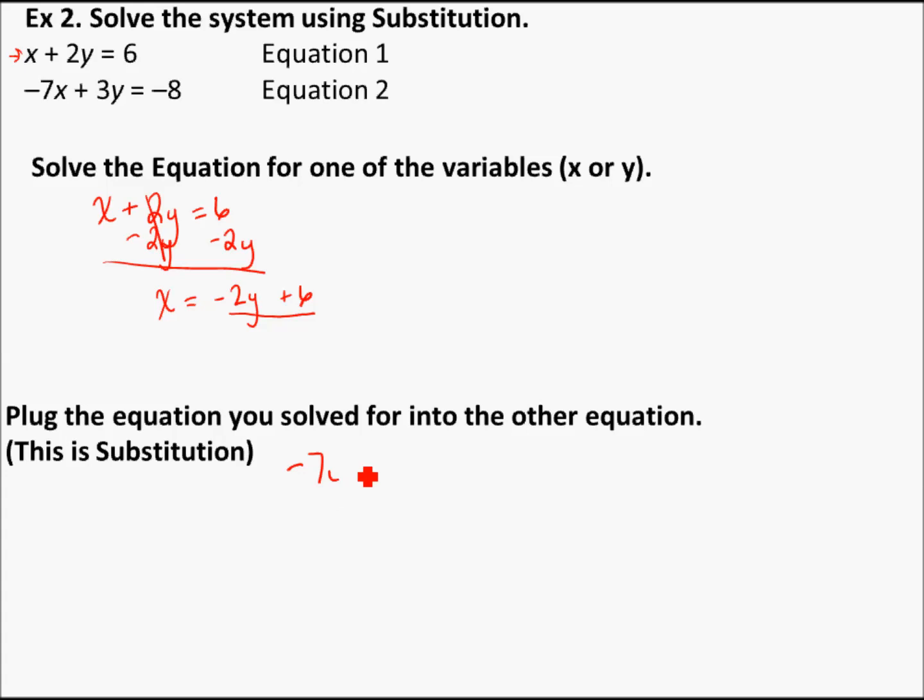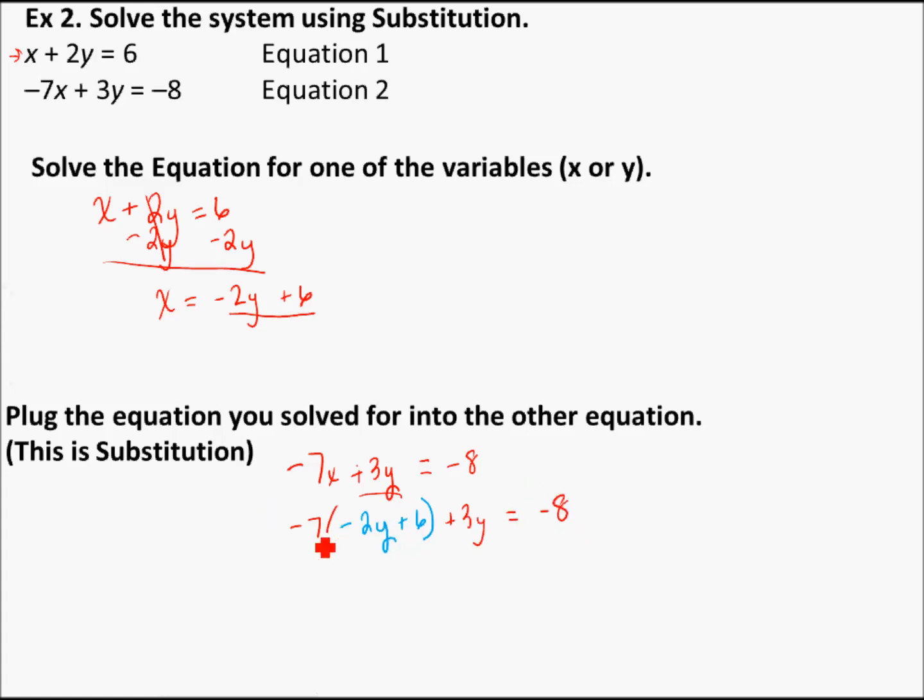Negative 7x plus 3y is equal to negative 8. So I have negative 7 times. Now wherever I have an x, I'm going to substitute it with a different value. Negative 2y plus 6. I'm going to bring over whatever's left over plus 3y equals negative 8.